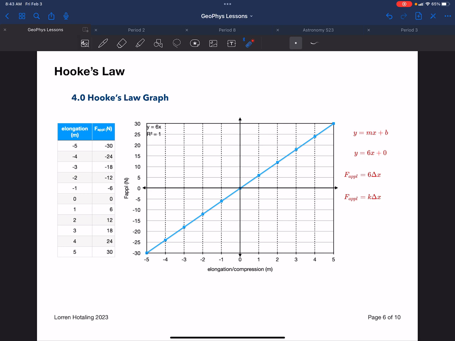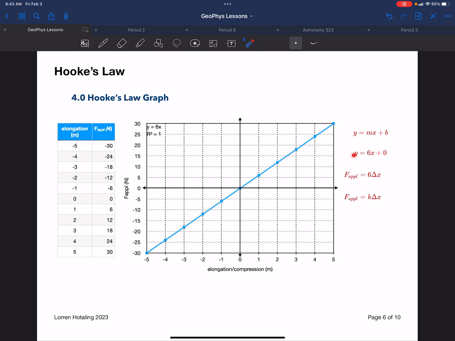put in our constant, which is the slope, 6x. The y-intercept is 0. We see there's no 0 value given here. There's no value given here for y-intercept. So the y-intercept is 0. So we have an equation of y equals 6x is the line, and that's why we have this here.